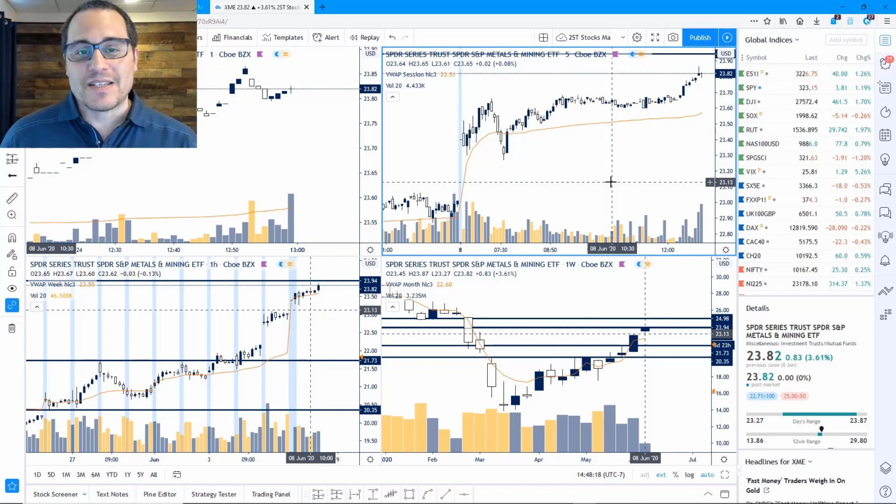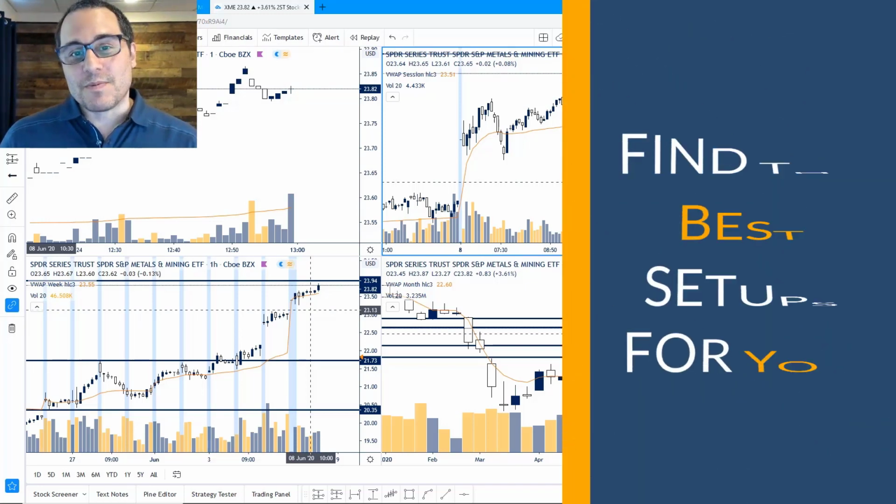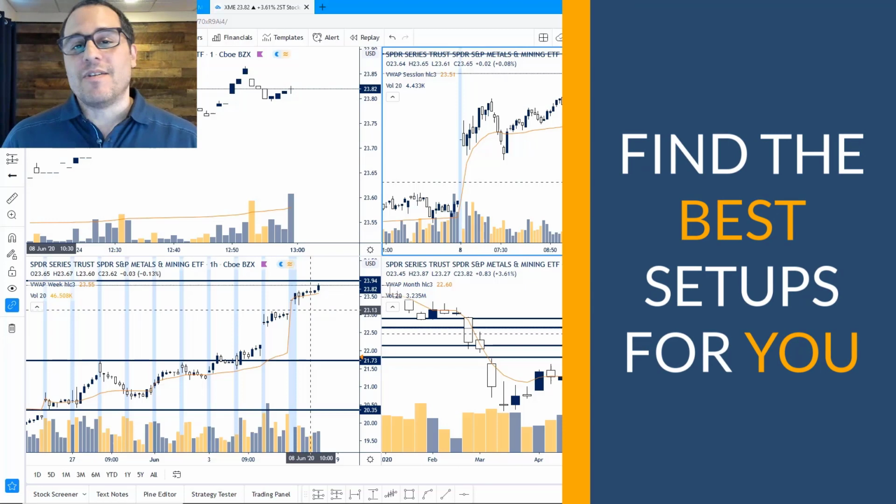That's really your chance to learn, to improve, and to find the best setups for you, because everybody has different setups. Some people are better at breakouts. Some people are better at mean reversion. Some people are better at pullbacks to VWAP. It really depends. Everybody's different and nobody is good at the same setups. So you need to find what are the best setups for you. And that's where the review, analyzing, and optimizing stage really helps you find that.